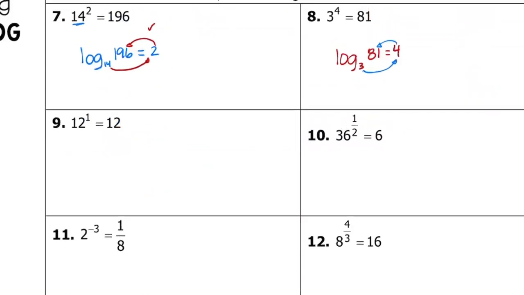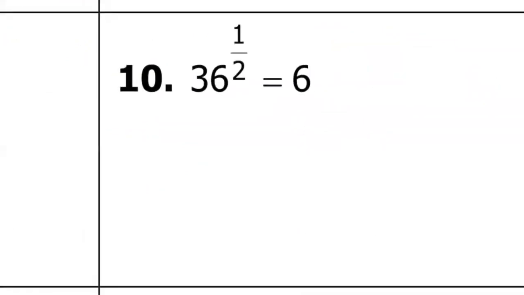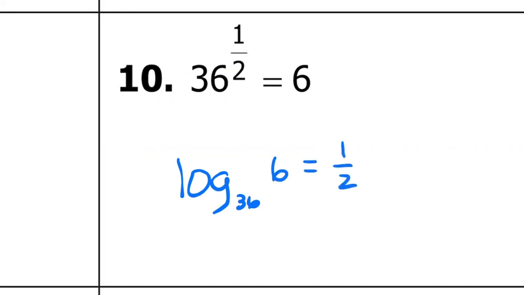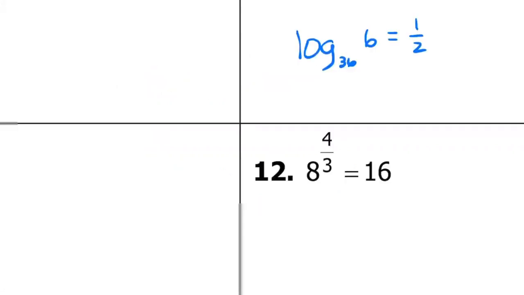Let's do some of these fractions and negative ones. Like let's do 10. So we still have log. The base is 36. The result is 6. And the exponent is 1/2. Makes sense? Okay, because this is where kids get thrown off when you see the fractions and the negatives. They're like, oh, what do I do? It's exactly the same thing. The base, the exponent, the result.